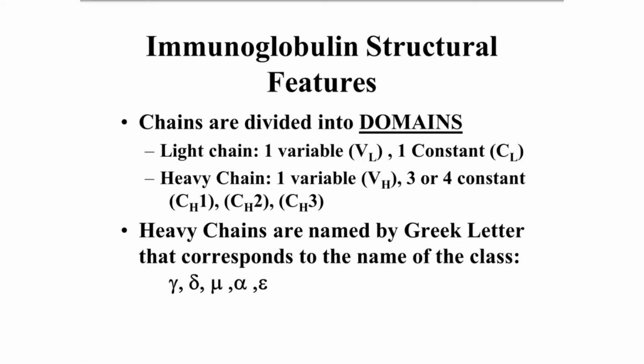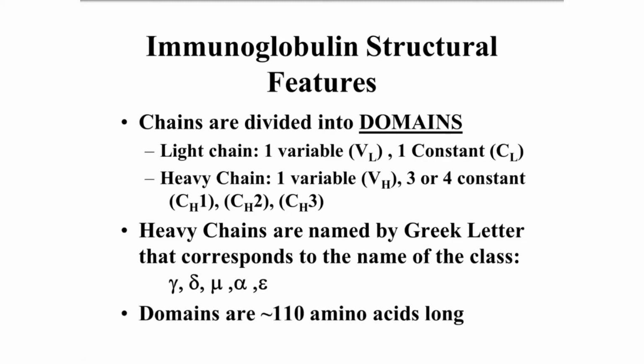Gamma for IgG, which is Greek for G, delta for IgD, mu for IgM, alpha for IgA, and of course epsilon for IgE. Light chains also have Greek letters that describe them when you're talking about a light chain only, called kappa and lambda.